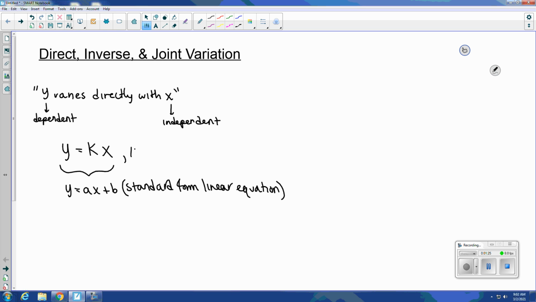Now, let's make a note that k is a constant. It's not going to be a variable. And it can't be equal to 0. In the event it's equal to 0, then there's no variation or no relationship. So now, there's your direct variation formula.